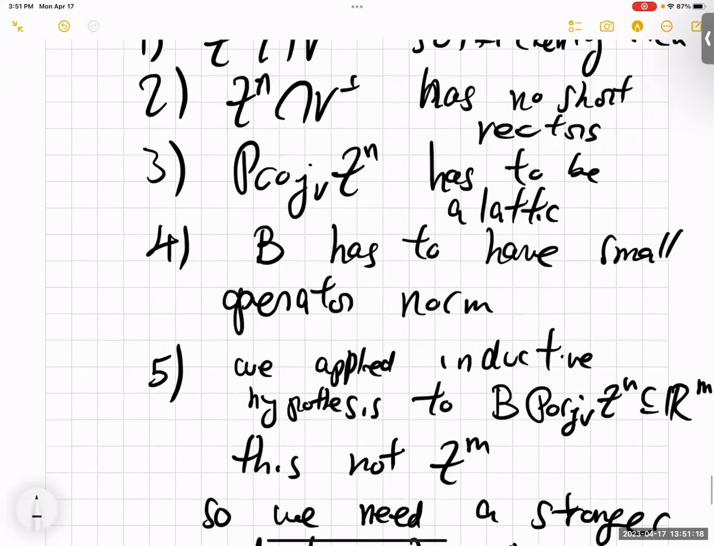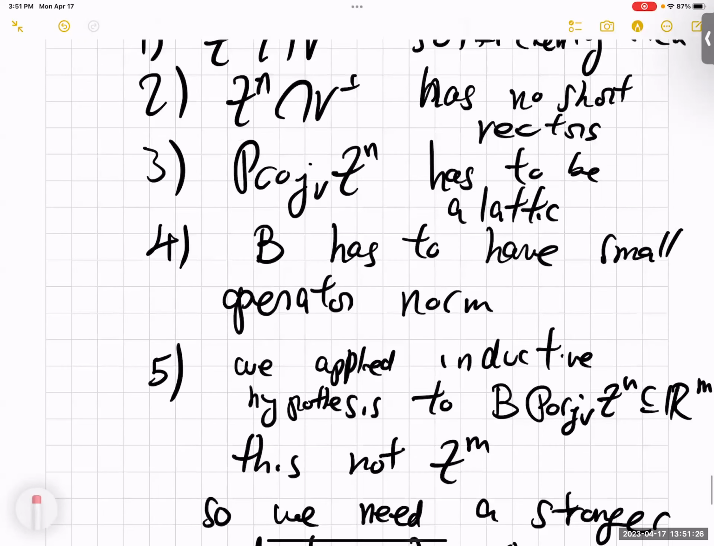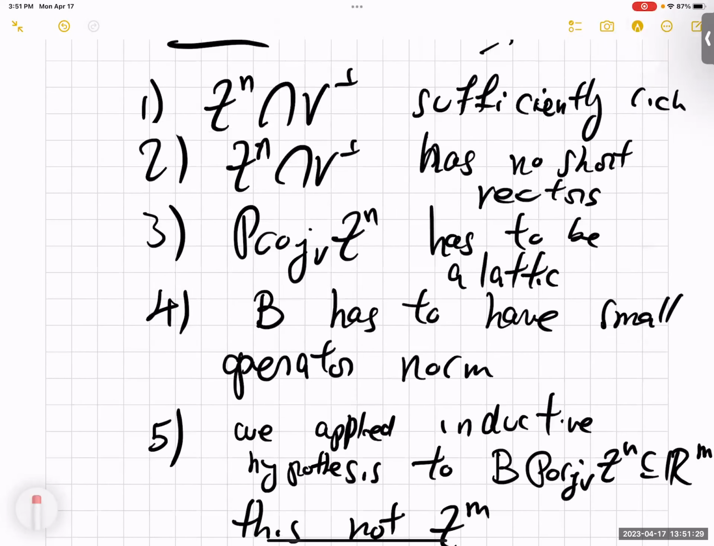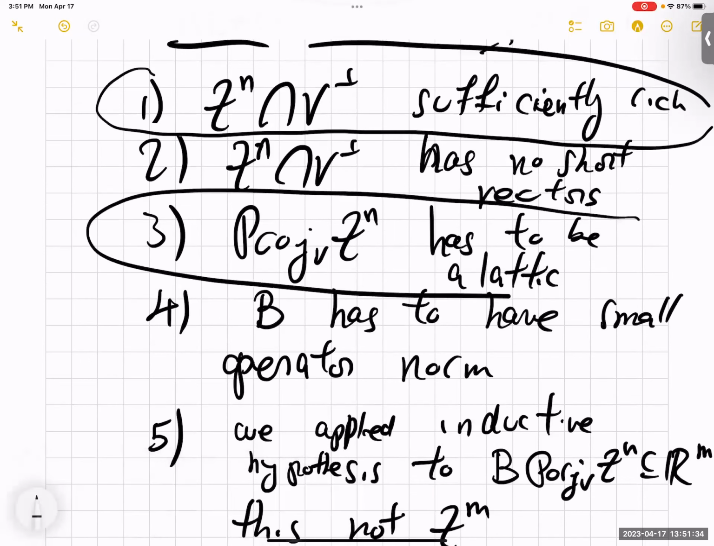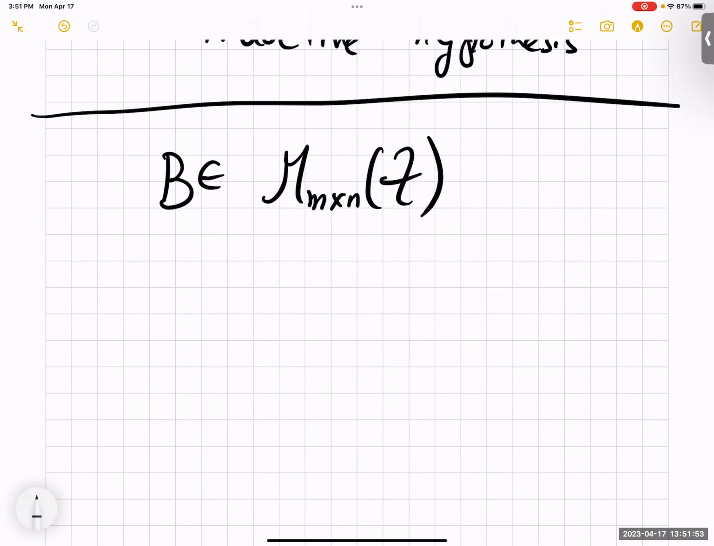Okay, so I want to solve all of these problems. First of all, it turns out that in order to get item 1, item 2 and item 3, which are just to make these sufficient lattices, it's enough to take B to be a matrix with integer entries. So we'll take B to be an M by N matrix with integer entries. And then there are things to check. They're all checked in the paper. They're all little exercises in linear algebra.